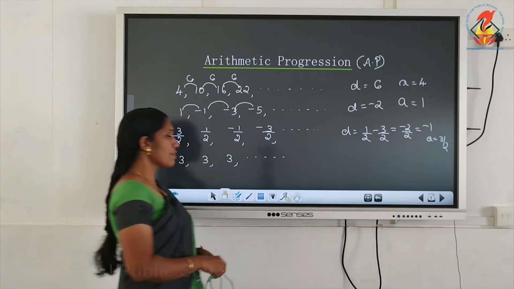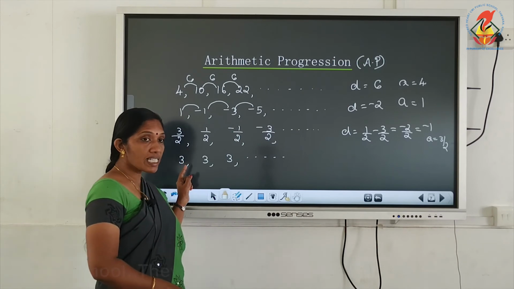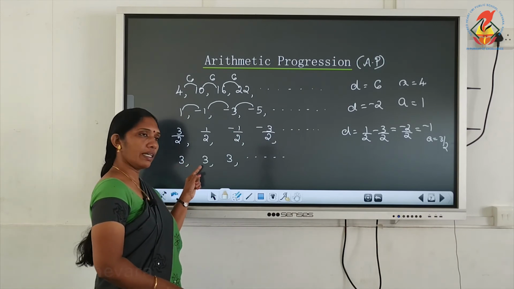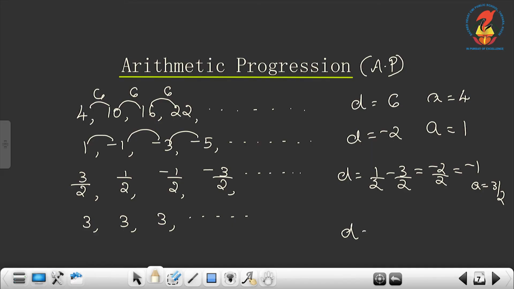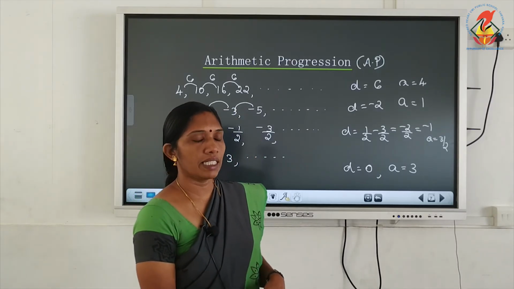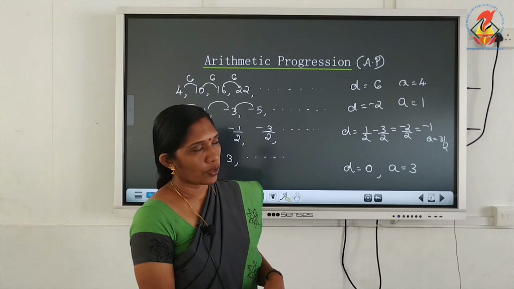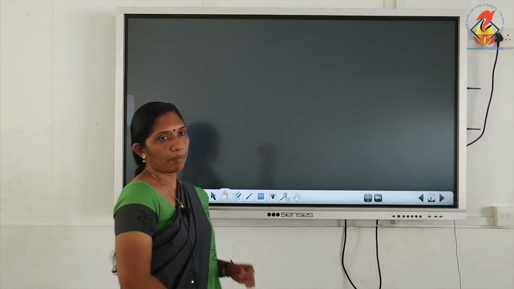Then what about the last one? Is it an AP? Yes, it's an AP, adding 0. 3 plus 0 is 3, 3 plus 0 is 3, like that. So common difference we can say that it is 0 and A is 3. So common difference can be positive, negative or 0. Okay. Then what is the general term, nth term of an AP?